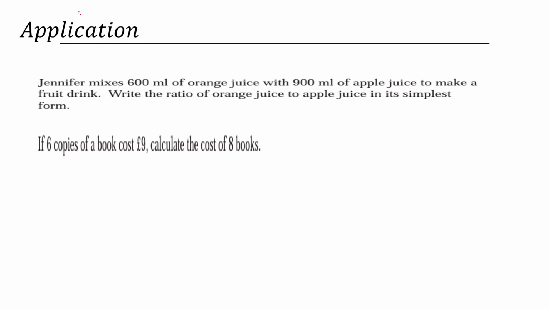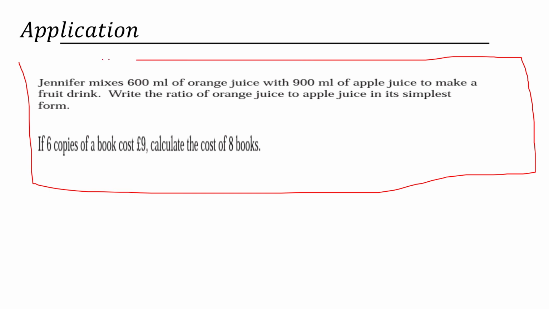So try to solve this problem, class. Just pause this video and try to solve this problem. Jennifer mixes 600 ml of orange juice with 900 ml of apple juice to make a fruit drink. What is the ratio of orange to apple juice in its simplest form? Then the second problem: 6 copies of a book cost 9 pounds. So that is 6 is to 9. Calculate the cost of 8 books.